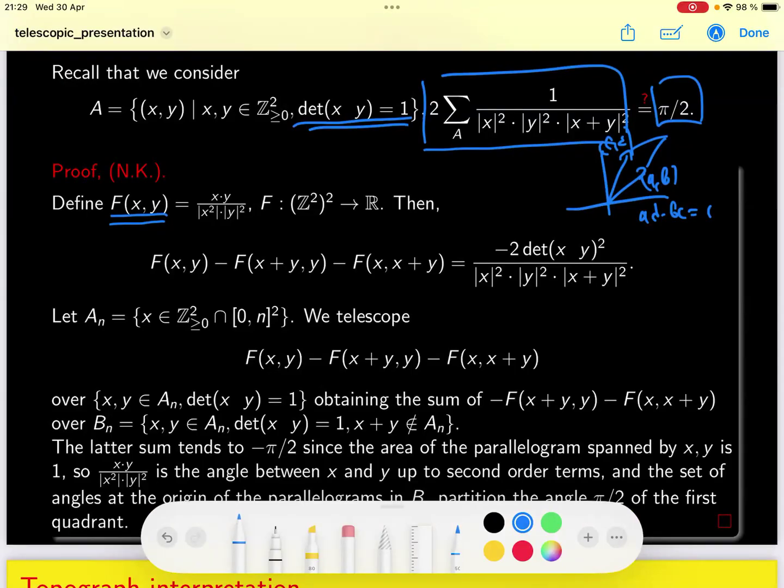I take the scalar product of x and y, and I divide by the squares of the lengths, x squared times y squared. And then if I have two vectors, I can consider the following expression: f of x, y minus f of x plus y, y minus f of x, x plus y. So this corresponds to the following. I have the expression for this parallelogram, and I subtract the expression for such a parallelogram and for such a parallelogram.